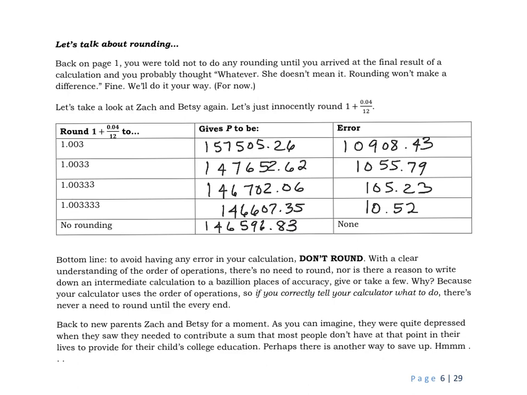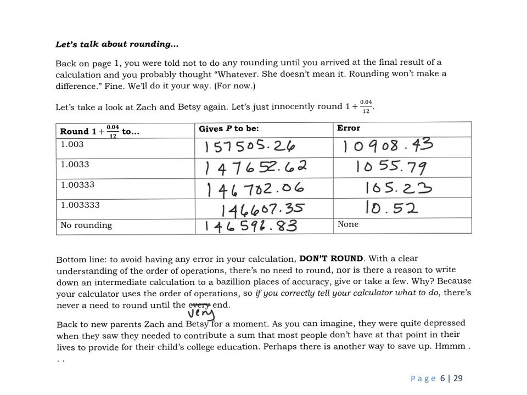With a clear understanding of the order of operations, there's no need to round, nor is there a reason to write down an intermediate calculation to many, many, many places of accuracy, because your calculator uses the order of operations. So if you correctly tell your calculator what to do, there's never a need to round until the very end.